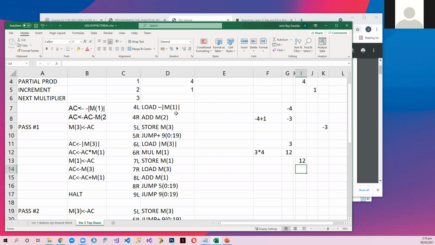Okay. So the next thing to compute is the next multiplier, diba? It's a repetition. Compute the partial product, compute the next multiplier. So we load M3. AC receives M3. M3 is -3. Okay. We add M1. M1 is 1. So we have -3 plus 1. So what happens to the accumulator? It becomes -2. Okay. Do you follow?